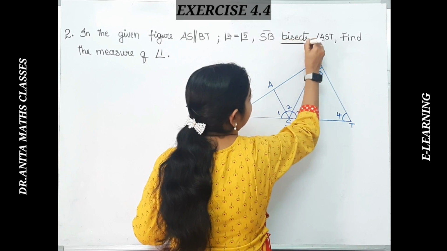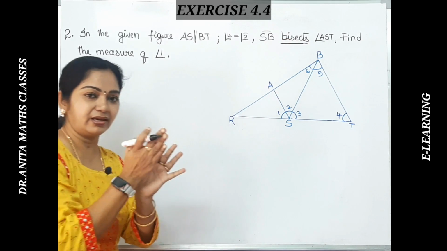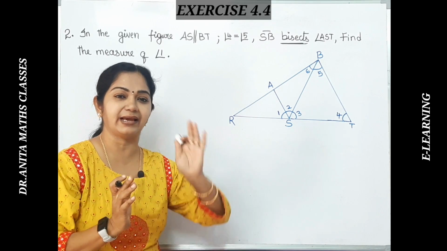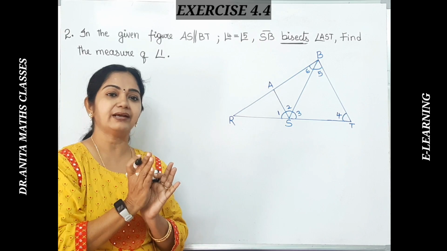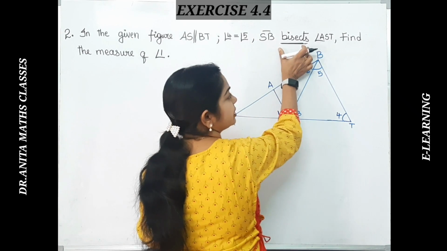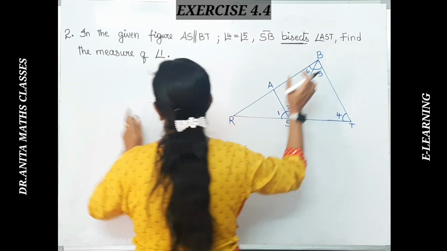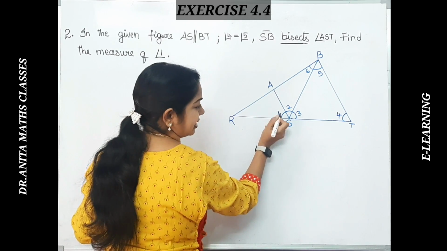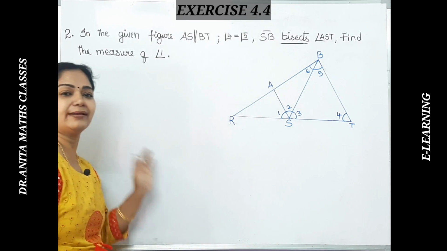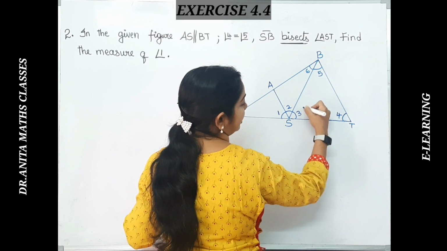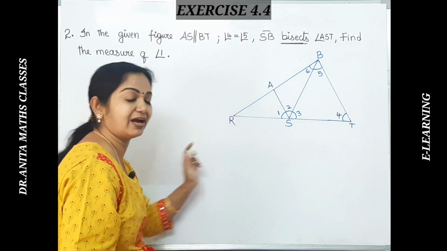When a ray or a line bisects an angle, it is an angular bisector, right? That angular bisector makes it into two equal halves. Bisect means making two equal halves. Find the measure of angle 1. So we have to find this angle 1. Here no angle measure is given. We are not given any angle measure in the problem, but we have to find angle 1.